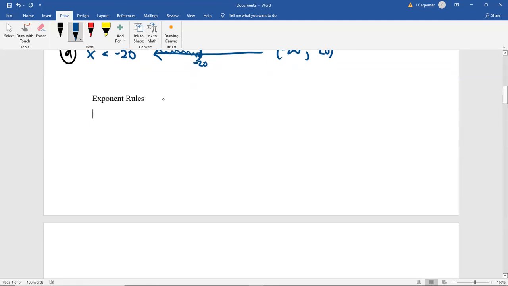So as a reminder for your rules, if you have a base raised to an exponent times the same base raised to a different exponent, it could be the same actually, you just add the exponents. If you have the same idea, but they're on top of each other, you're going to subtract the exponents. And I said that there's two different ways that you can write this.